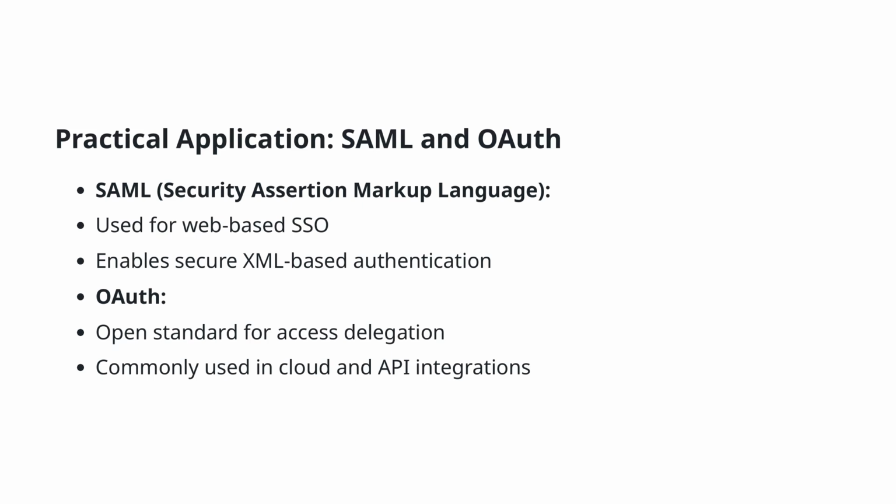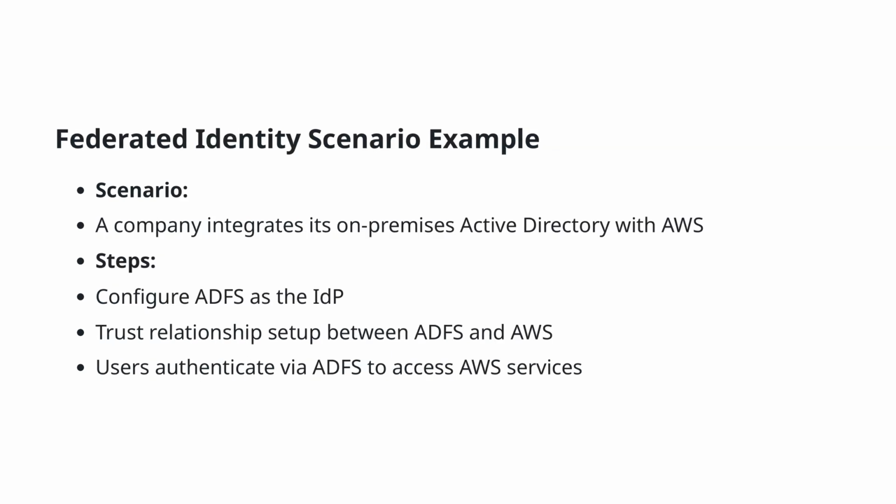In this slide, we illustrate a real-world scenario involving federated identity. Here, a company is integrating its on-premises Active Directory with Amazon Web Services, AWS. The process entails several key steps.